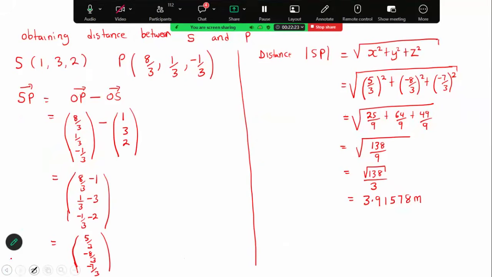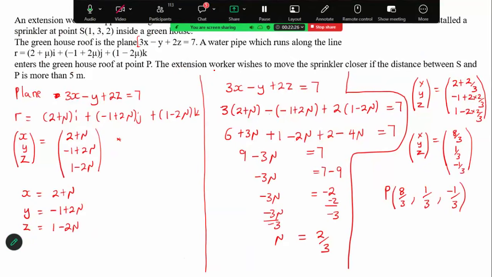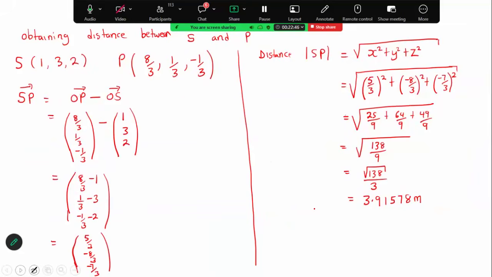You need to decide, because the question wanted to find out whether the extension worker wishes to move the sprinkler closer. That means your decision is going to be taken basing on that statement: if the distance between S and P is more than 5, then we make our decision basing on that. So we shall make our conclusion and say that since 3.91578 meters is less than 5 meters, what will happen?